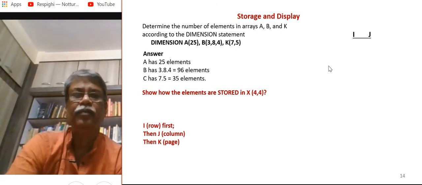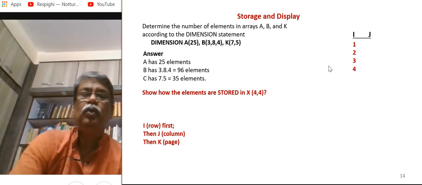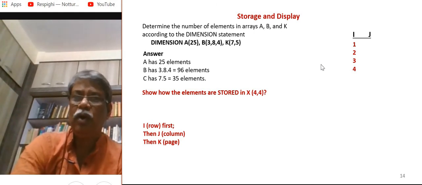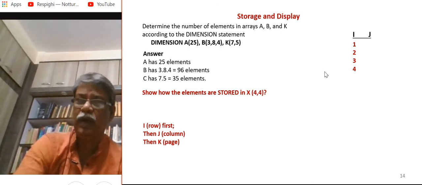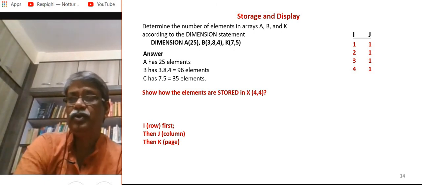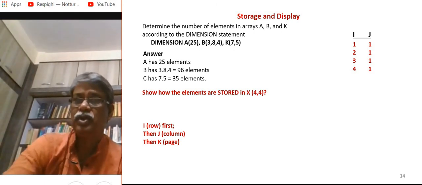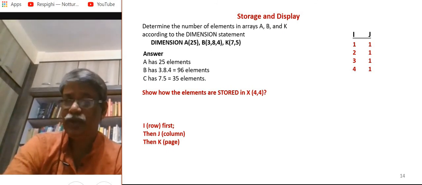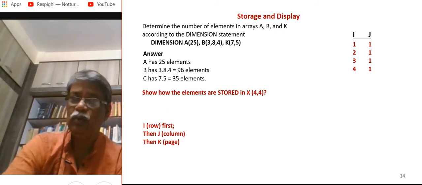For example, 1, 2, 3, 4. So it is a 4 by 4, so I varies from 1 to 4. It takes all possible I values, 1, 2, 3, 4. But at the same time, what about J? J has a single value, 1, 1, 1, 1. So for J equal to 1, it exhausts I: 1, 2, 3, 4. Then J will change, J would be 2 and I again 1, 2, 3, 4.